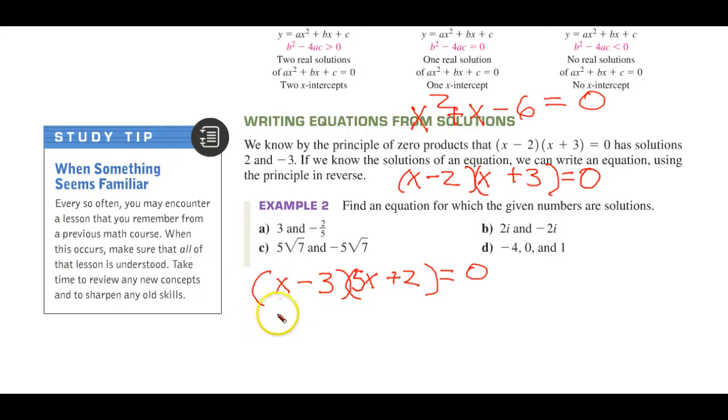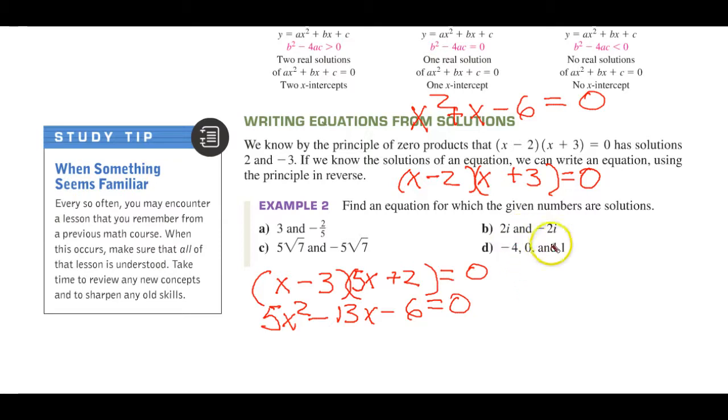Now we FOIL this, and we get 5x squared. Outers are 2x, inners are negative 15. So a negative 13x minus 6 equals 0. Now, the book is going to give you this one way. I'll show you another way now, and then you'll look at the book's way, and if you want, you can write that out and use that as a model.